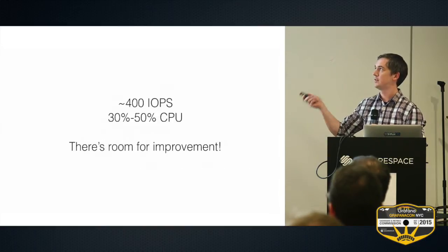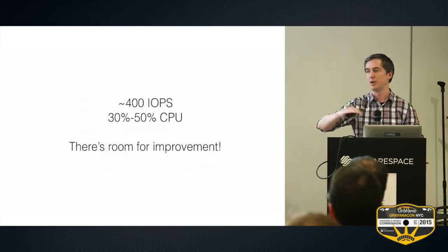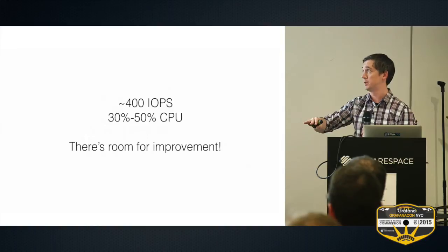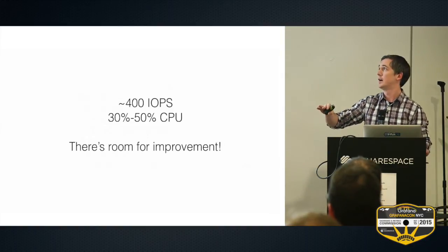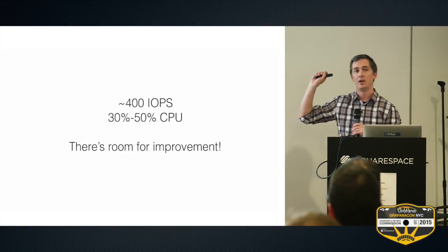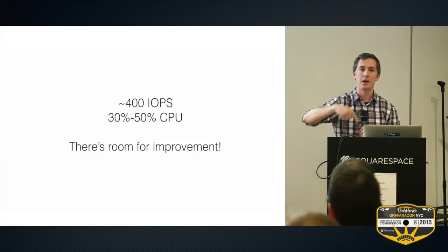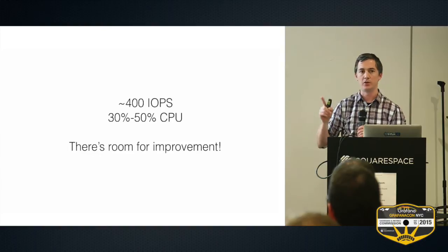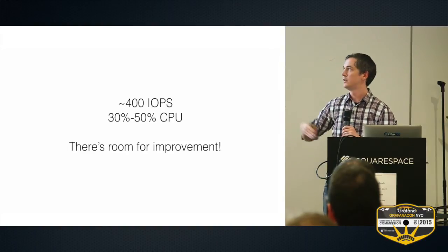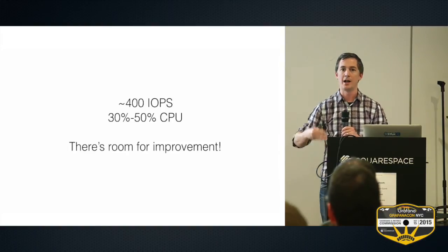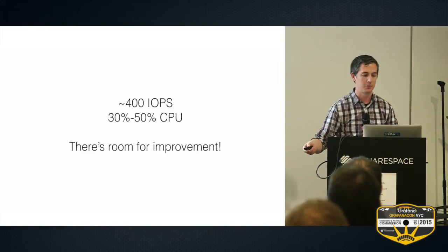During the course of this test, we saw the IOPS was pretty consistent at about 400, which is much, much better than we have right now. And the CPU is 30 to 50%. The one thing is, the compactions and the flushes would peg one of the cores while it was doing that, and things would get held up by that. So there's room for improvement here. We're not actually utilizing all the resources that we possibly could be.